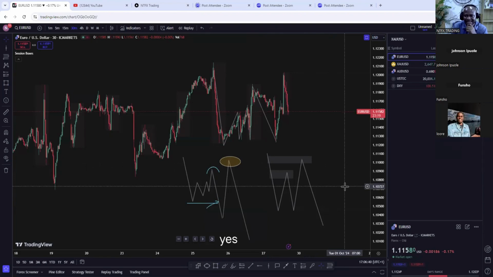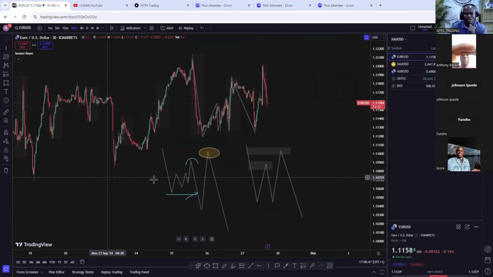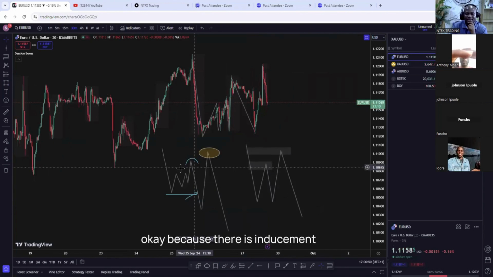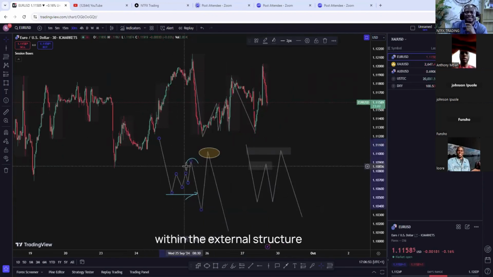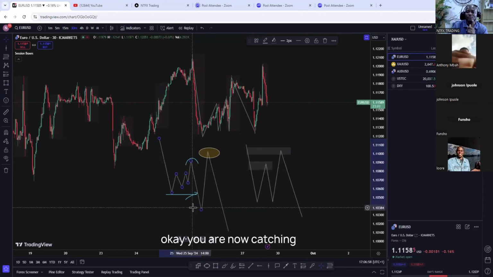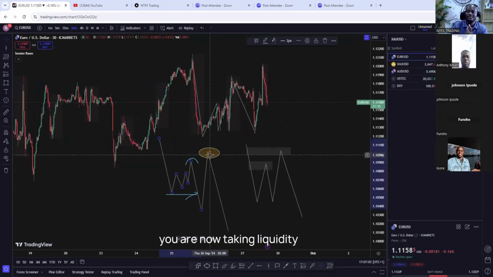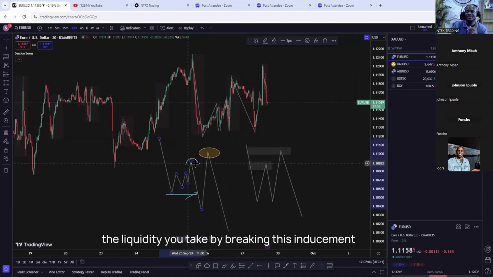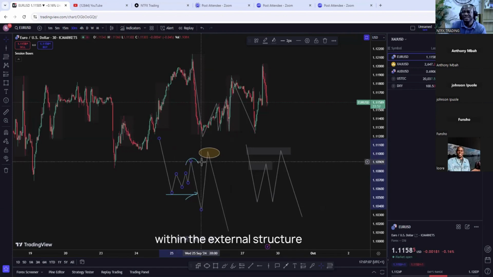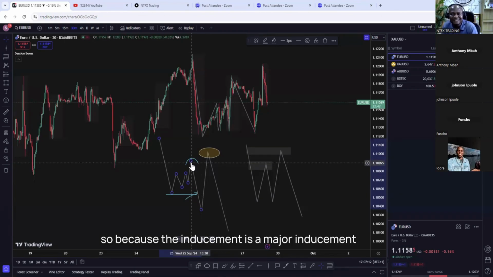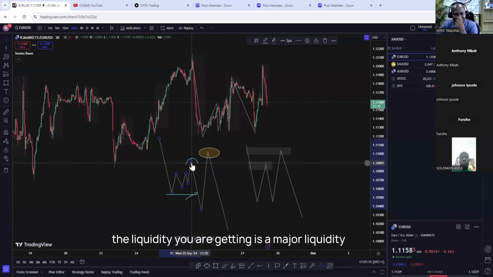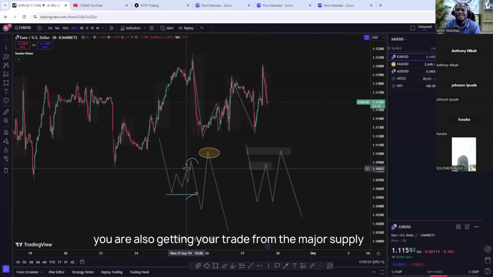Look at the two structures. If you look at this one, because there is an inducement within the external structure, you are now taking liquidity. The liquidity you take by breaking this inducement is the liquidity available within the external structure. Because the inducement is a major inducement, the liquidity you are getting is a major liquidity. And because the mitigation is tapping the real supply, you are also getting your trade from the major supply.